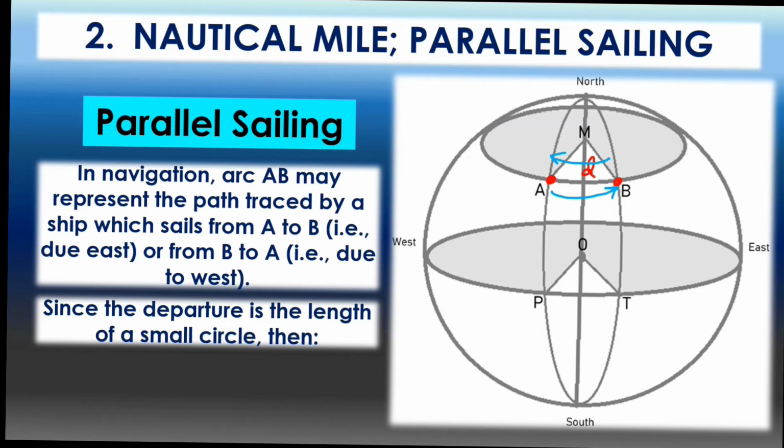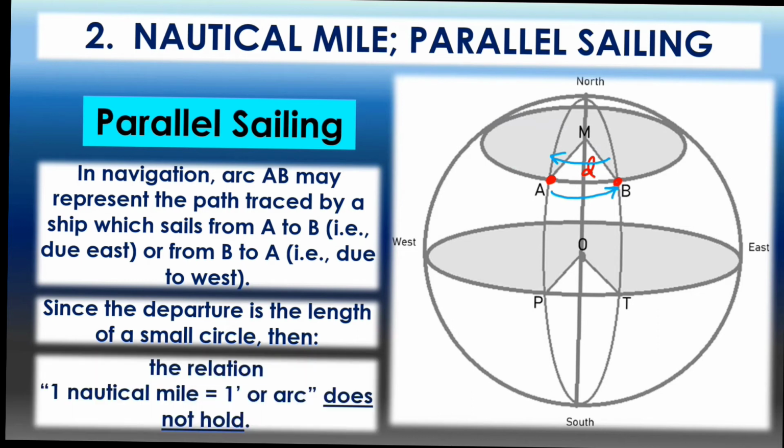Since the departure is the length of a small circle, as you can see, if we have A and B here, this circle is a small circle because the center of this circle is not the center of the sphere. The relation 1 nautical mile equals 1 minute of arc does not hold here. So let us just correct it.